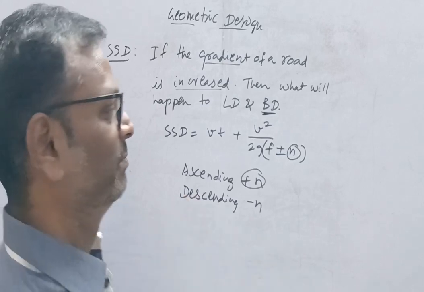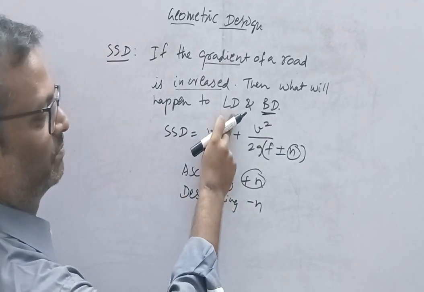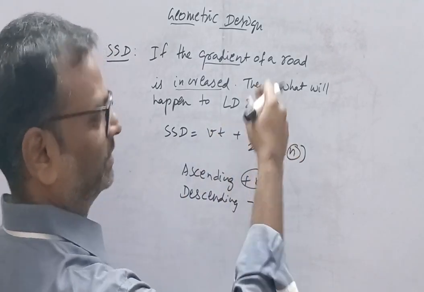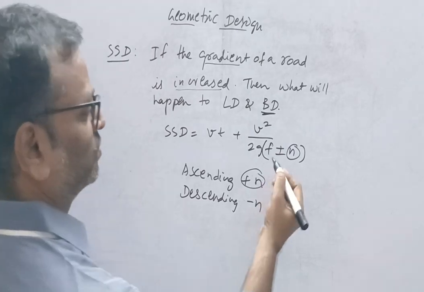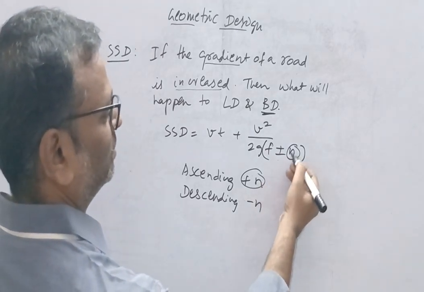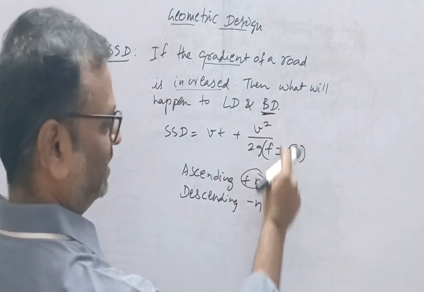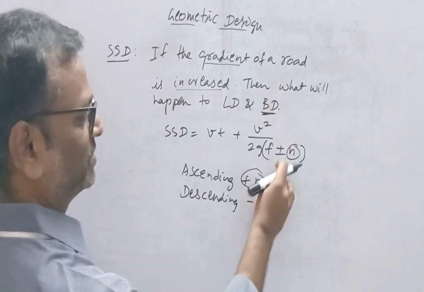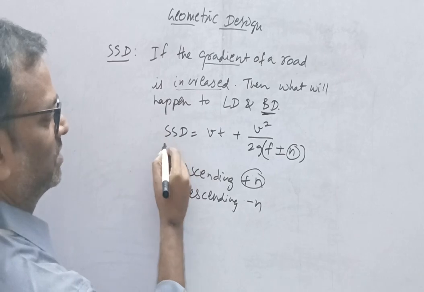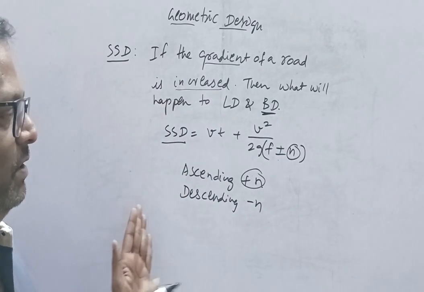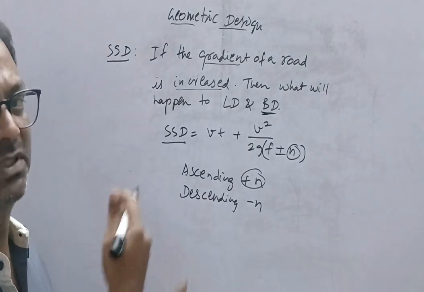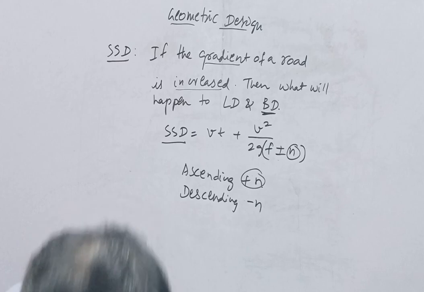So the options may be given like this: lag distance and braking distance decreases, increases, stopping sight distance decreases. Don't get confused. So denominator has been increased, so the braking distance decreases. Since the braking distance decreases, stopping sight distance also decreases. So same is the case for descending gradient also, vice versa. Got it?